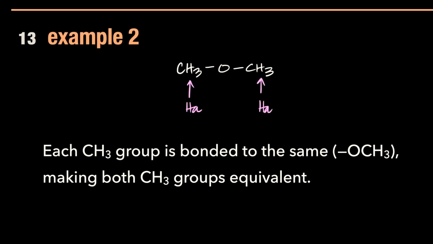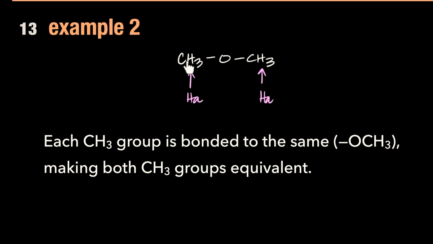Let's start with the first one. This is CH3, O, CH3. These 2 CH3s are equivalent because they're bonded to the same O, or you can say this CH3 is bonded to an OCH3 and this CH3 is also bonded to an OCH3. So they're both bonded to an OCH3. That means they're both equivalent. That means the 6 hydrogens here have the same environment.